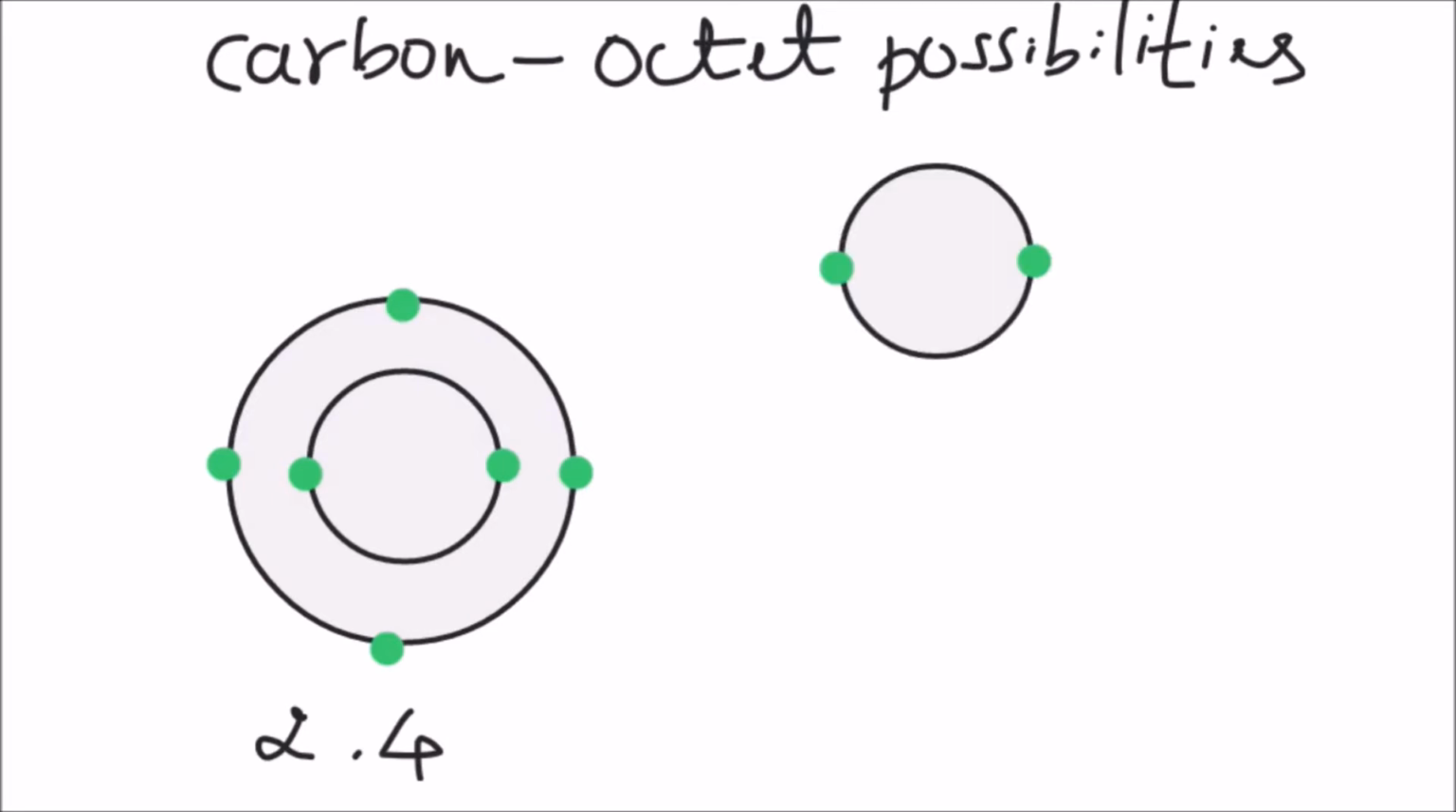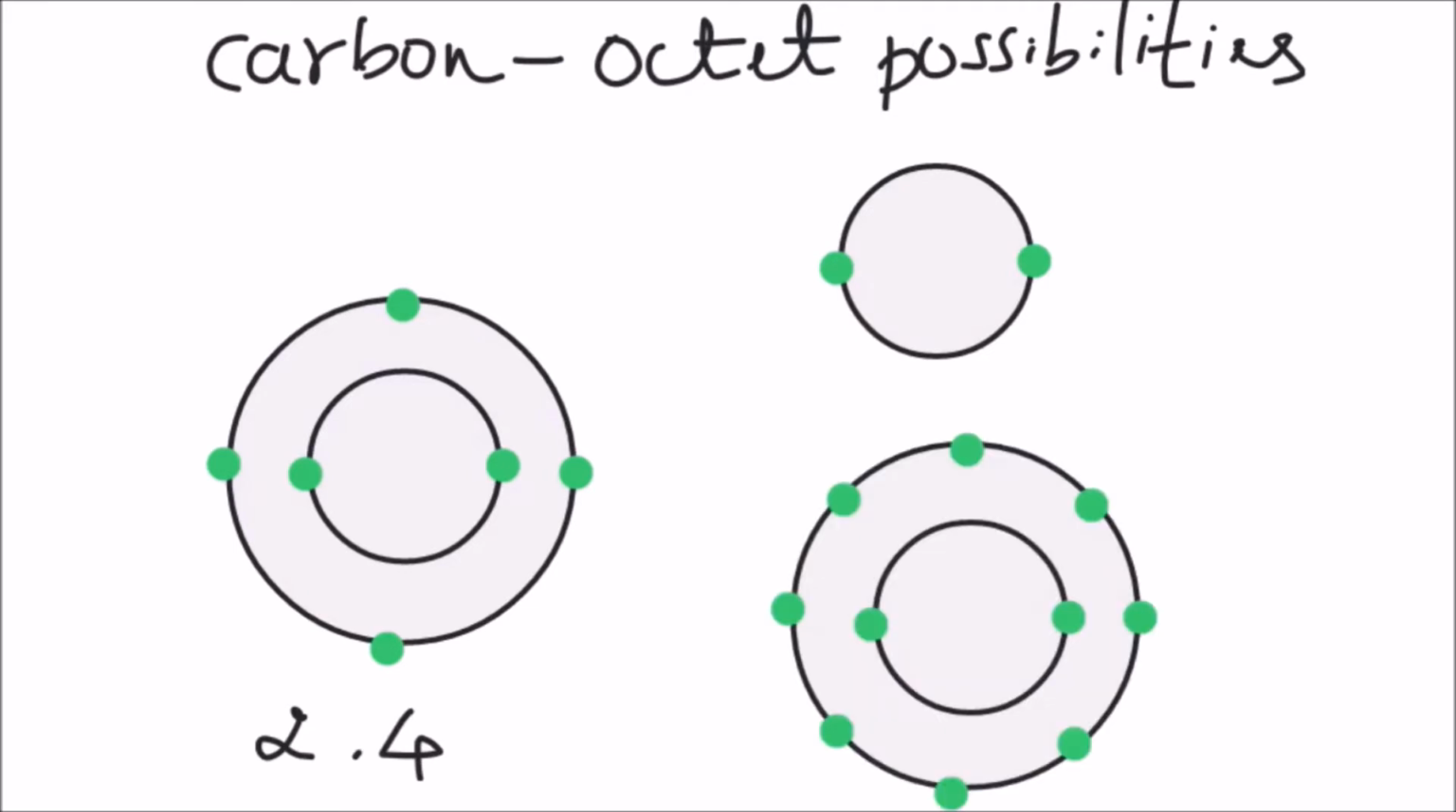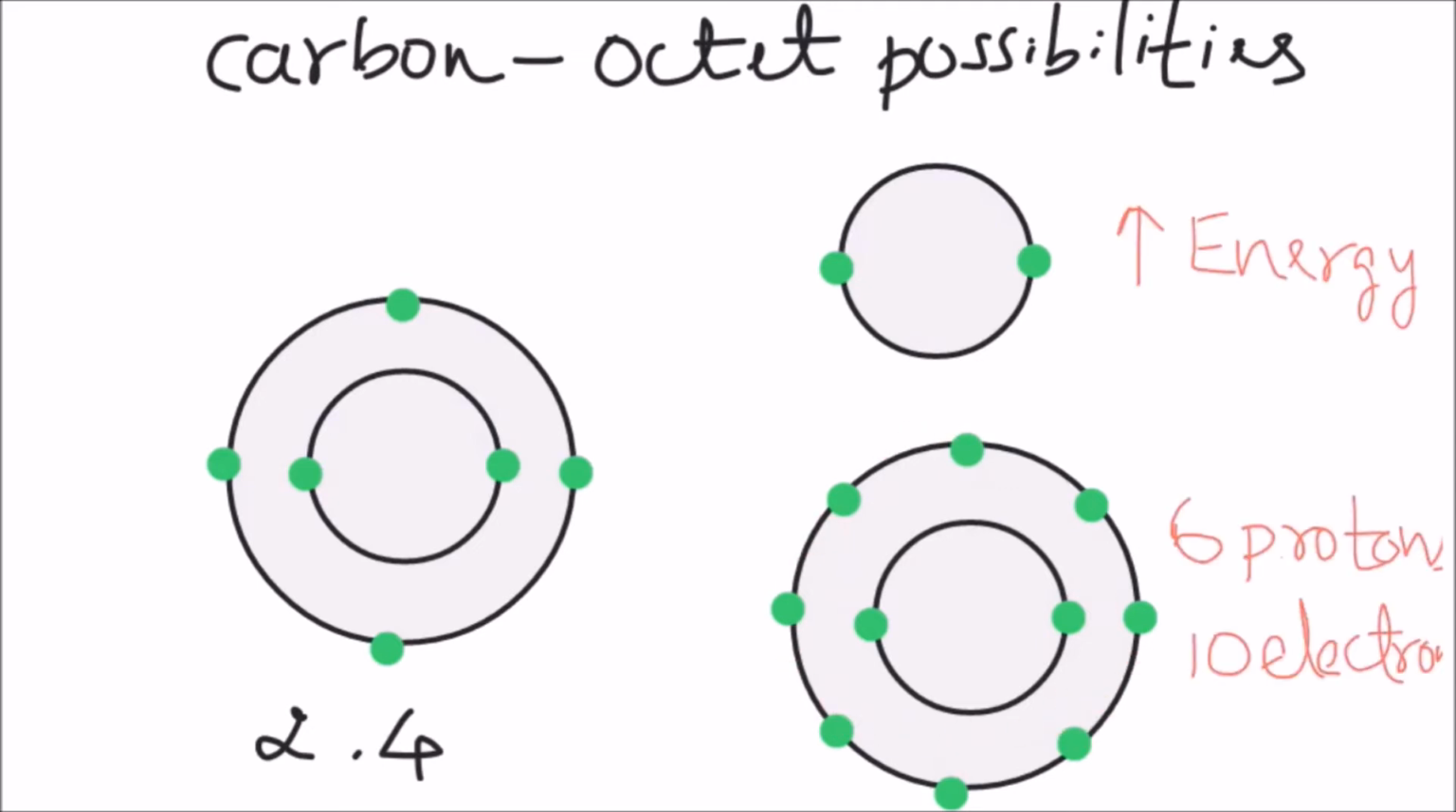The first possibility would be to lose all 4 electrons in the L shell to achieve an octet state, and the second possibility would be to gain 4 more electrons in the L shell to achieve an octet state. But the problem with the first approach is it requires a lot of energy to remove these 4 electrons.